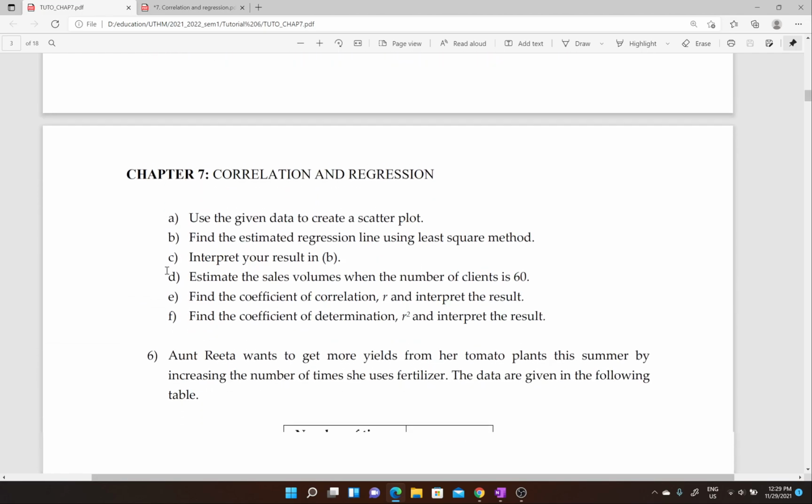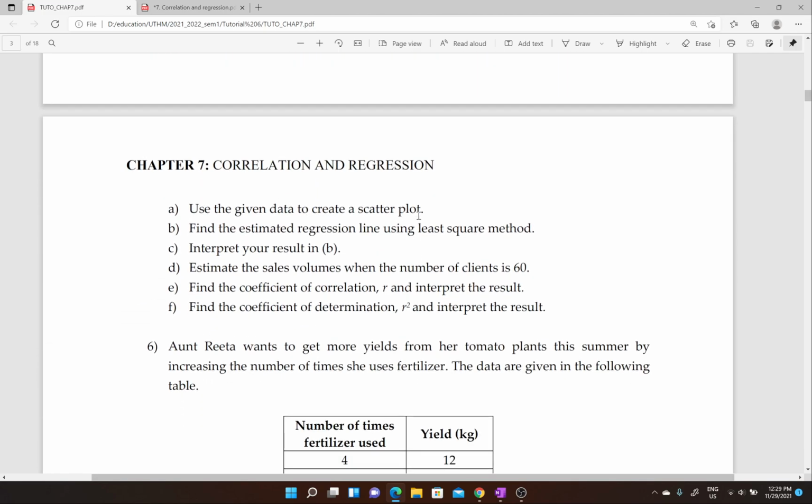Okay, so use the given data to create a scatter plot. Find the estimated regression line using the least squares method. This is actually the regression line, the one we did in parts A and B just now. Interpret your result. You can see the question and the answer anyway. I don't need to give the full answer anymore; the full answer is given in the last part.